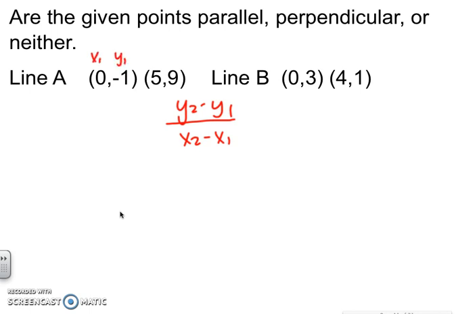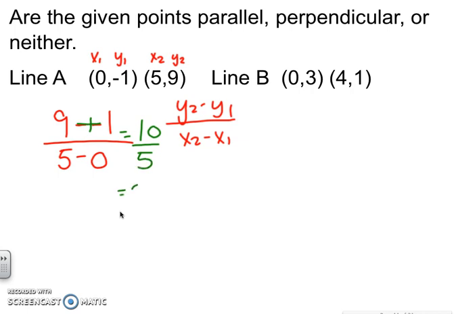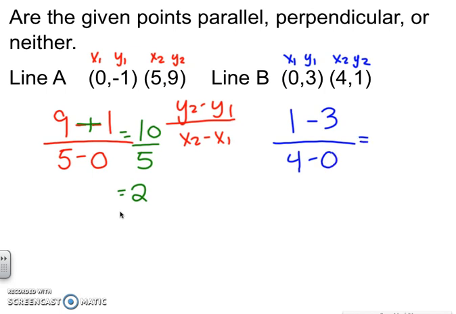So here's my x1, my y1 point, x2 and a y2 point. So when you substitute that in, you would have 9 minus -1, and then 5 minus 0. So again, two negatives are going to give a positive. So I've got 10 over 5, which gives me a 2. Okay. Now I'm going to do the same thing for this point, x1, y1, x2, y2. Plug it in the formula, 1 minus 3, 4 minus 0. So 1 minus 3 is -2 over 4. I can reduce that fraction by dividing it by 2. So I get -1/2.